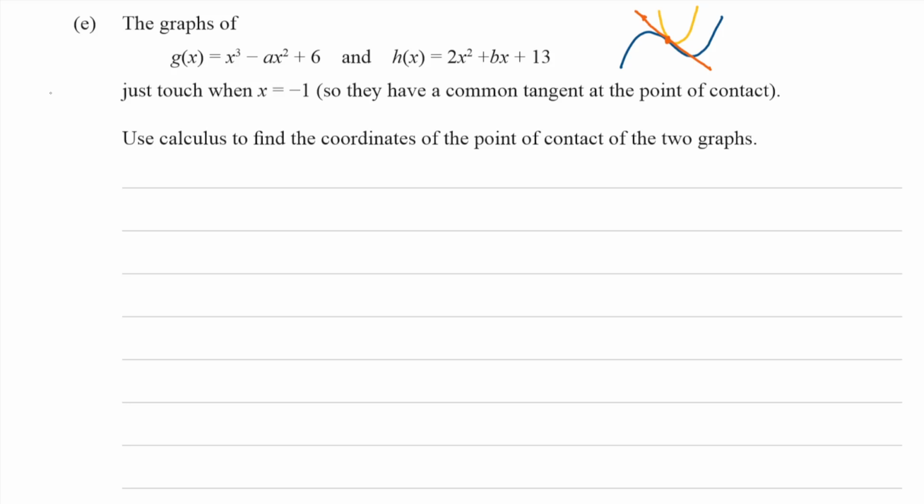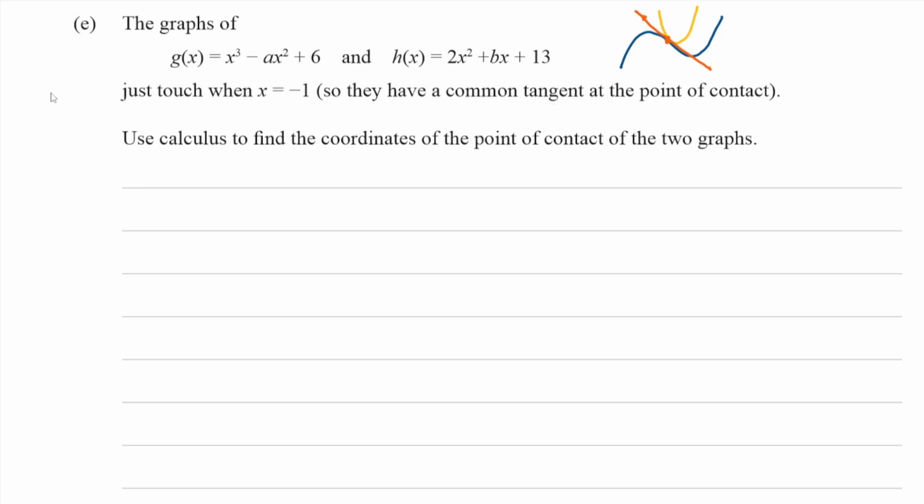So before we even approach the problem, let's acknowledge half the alphabet here, a and b, which means we don't actually know the exact equations of g and h. If we did, it would be trivial because we would just graph it and find the intersection point. However, our first step is to find a and b. The only information we're given is that when x equals minus 1, they have a common tangent.